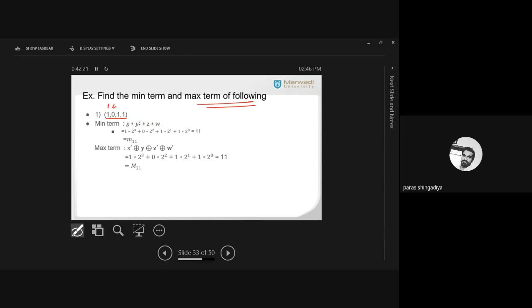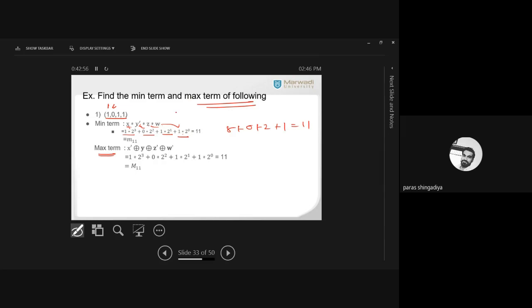ठीक है, x star y dash star z star w. Clear? And now identify the answer of min term. So 1 represent the normal variable. ठीक है, so it is 1 into 2 raised to 0 for w. Then after 1 into 2 raised to 1 is for z. 0 into 2 raised to 2 is for y dash, and 1 into 2 raised to 3 is for the x. Clear? So now total will be 8 plus 0 plus 2 plus 1, so is equal to the 11. So that you will get M11. Okay, and now to predict the max term expression, just interchange star by ring sum and complement element by normal element.